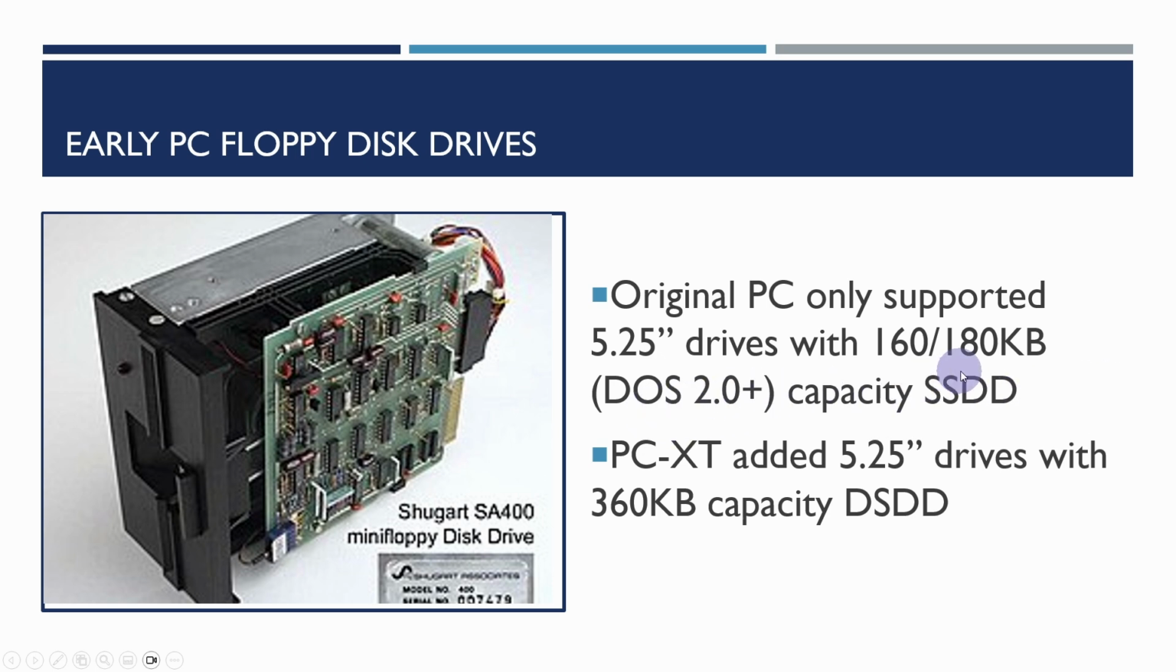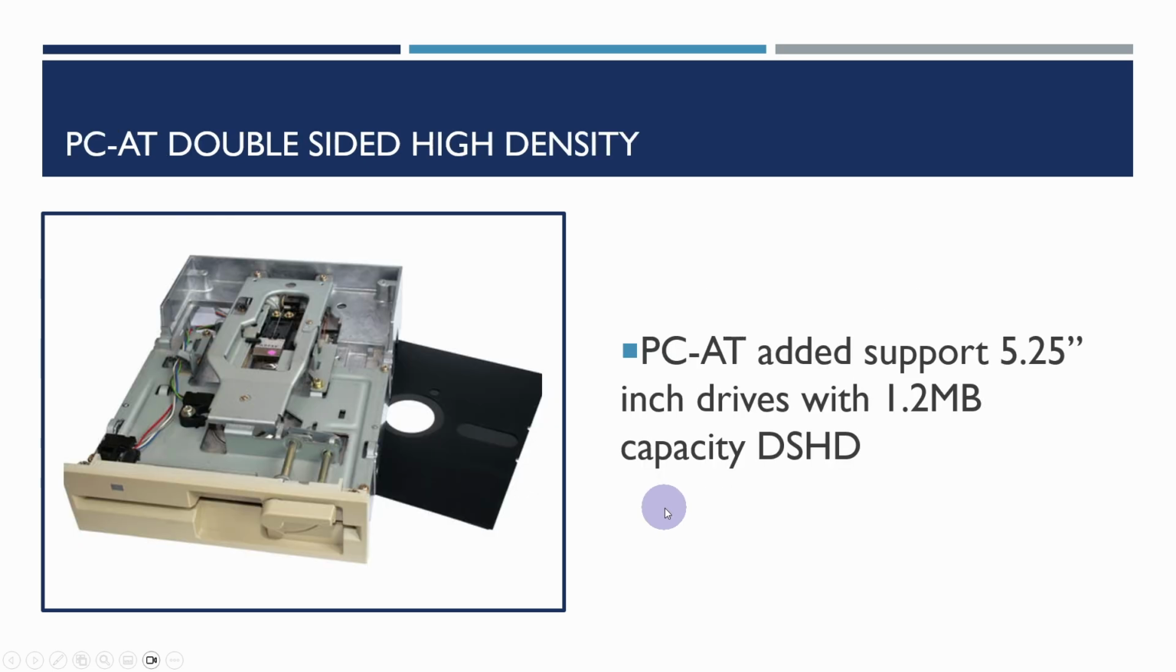When DOS 2 came out, it was able to squeeze 180k on the single-sided double density drives. When the PCXT came out, this added the double-sided double density, so this had 180k on each side, 360k in total. The 360k is probably the capacity we would associate with the early 5¼ inch floppy disk drives. Then when the IBM PCAT came out, the 286 processor version, this added support for the 1.2 megabyte 5¼ inch drives. You can see that these generally were half height drives, a bit thinner than the original ones, and these were double-sided high density drives.